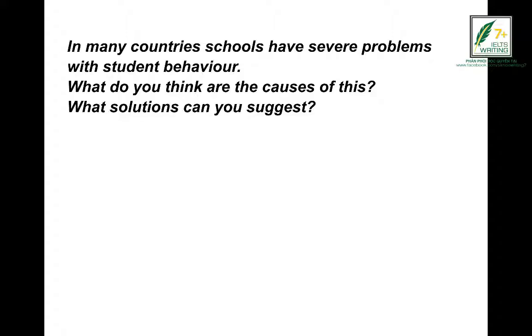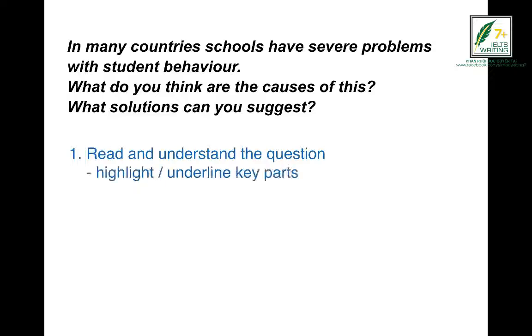First, we need to plan our answer, and the planning has 3 steps. The first step, read and understand the question. Well, we've read the question, but now let's highlight or underline some key parts. I would highlight the task first. The task is we have to talk about causes and solutions. And then I would highlight the topic. The topic is student behaviour in schools. So we need to write about the causes of the bad behaviour and the solutions. One good main paragraph for each.